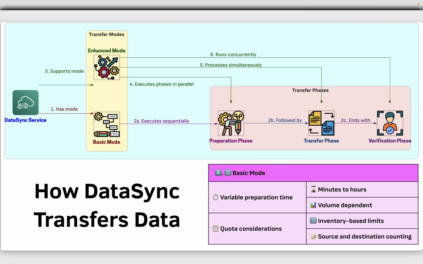Once DataSync prepares all of your data, the transfer begins. At the end of your transfer, DataSync verifies the integrity of your data. So the key difference between this and enhanced mode is that in enhanced mode, as soon as data arrives, it will be prepared and transferred. But in basic mode, it will first wait for all the data to arrive, and then it will start the transfer. So this is the only key difference.